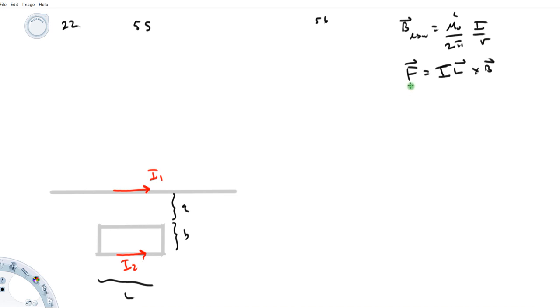And then second, when you have a wire of length L within a magnetic field, the magnetic force on that wire is given by IL cross B, where this I is the current within the wire itself.